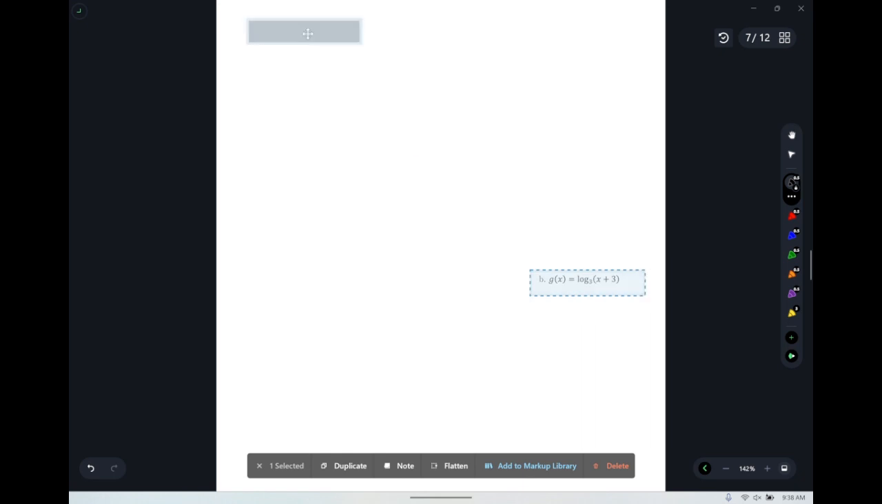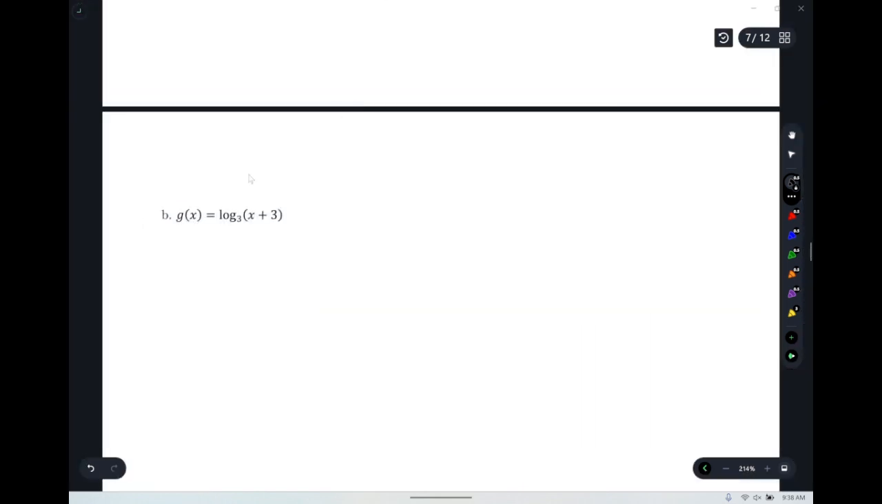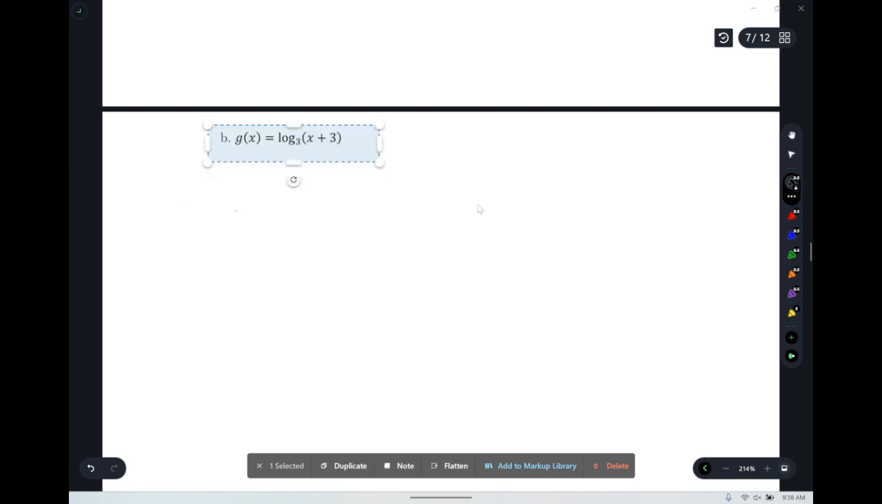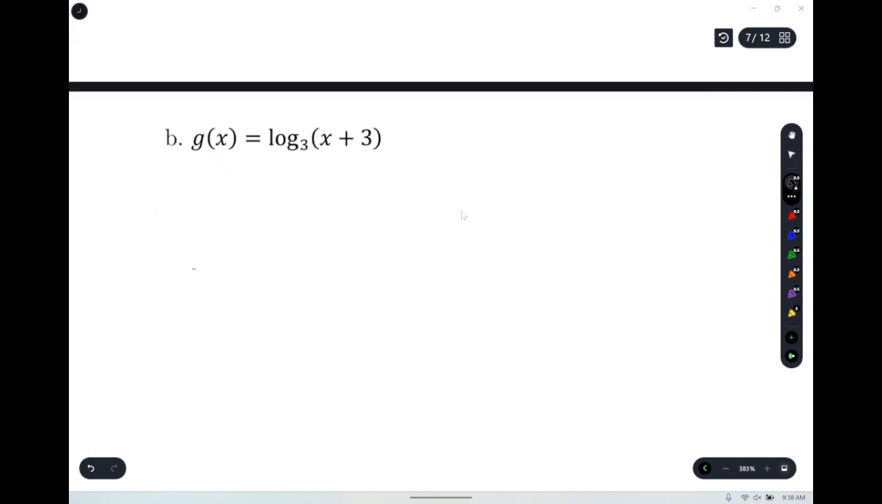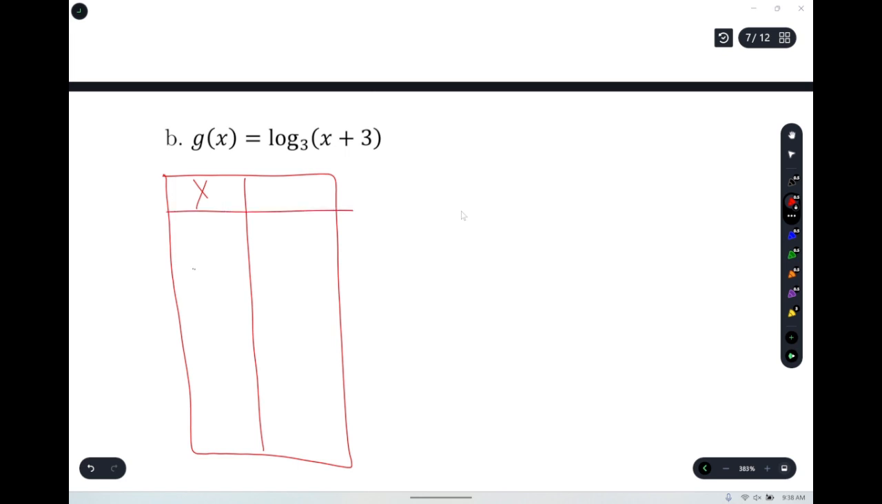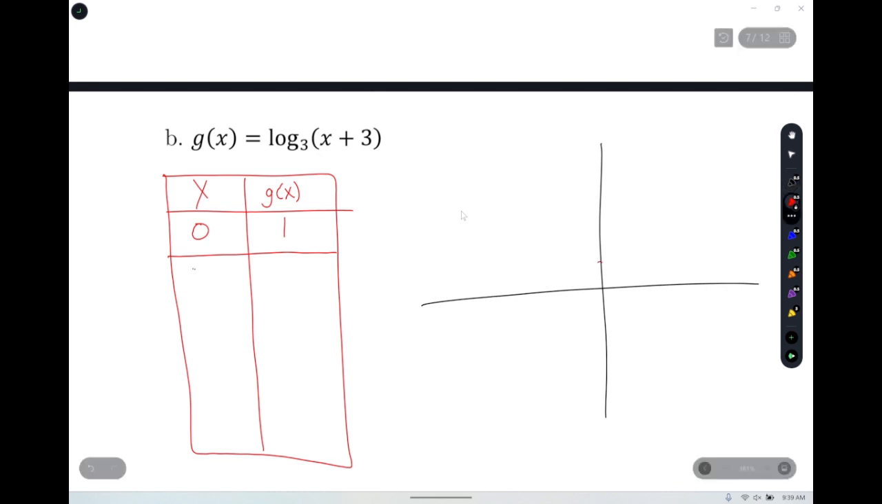So we got to sketch its graph. The way to sketch its graph is just to pick some numbers that we think are going to work out nice and easy. Let's pick a number and put it in a table. What number looks good? 0? So if x is 0, what does that make g of x? 0 plus 3 is 3. Log base 3 of 3 is 1. Let's hop over here and plot that point: 0, 1.